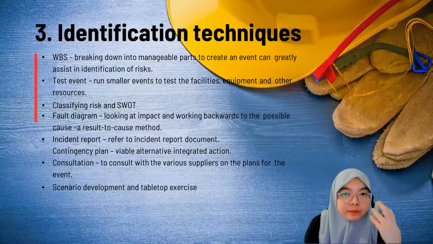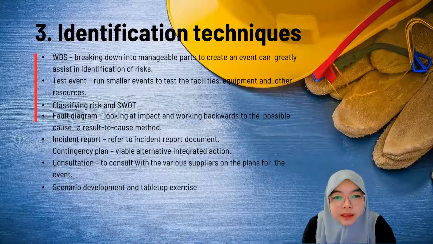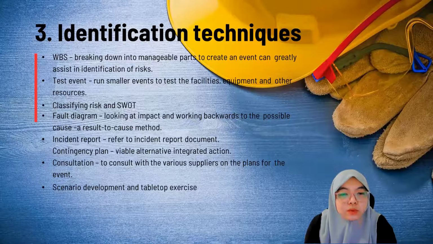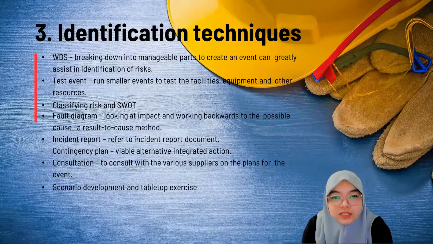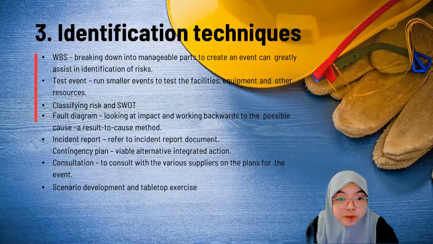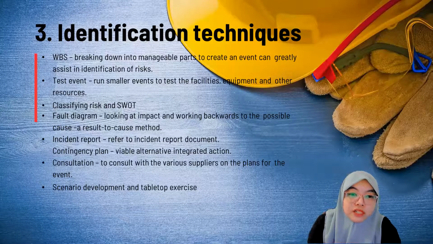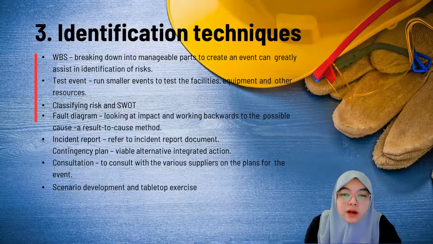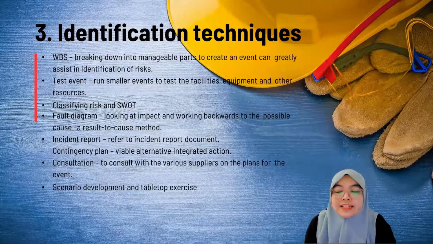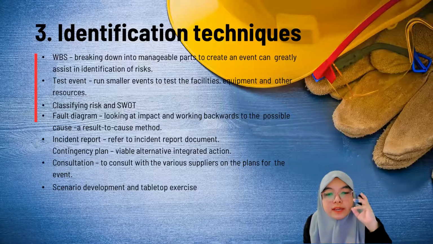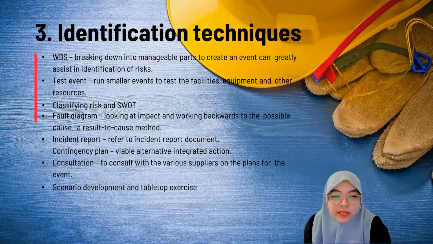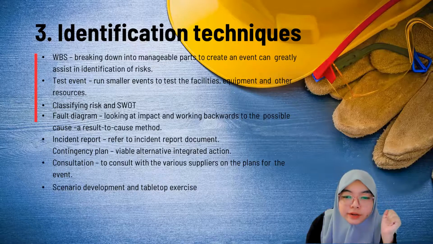Then, identification technique. After you identify that risk, you need to identify what kind of technique. You need to have a test event run. You need to test that event. You need to classify the risk and do a SWOT analysis. You need to have incident reporting, and a contingency plan or consultation. You need to have a simulation or a rehearsal. Rehearsal is important because you need to identify what problems will occur during that event. You can always spot them earlier on.